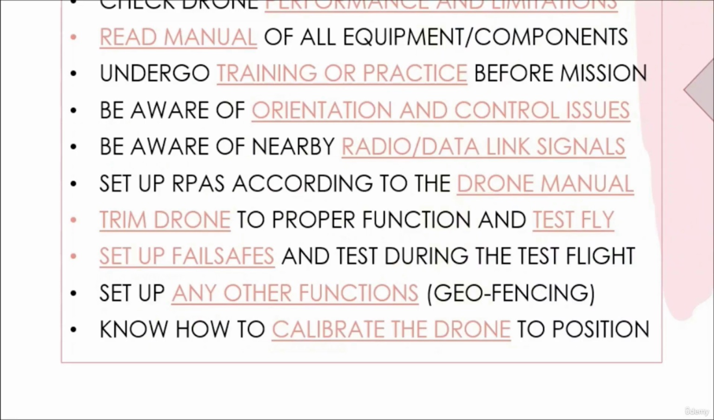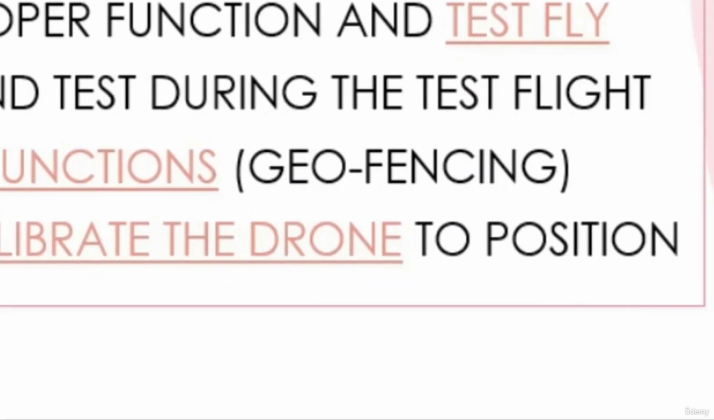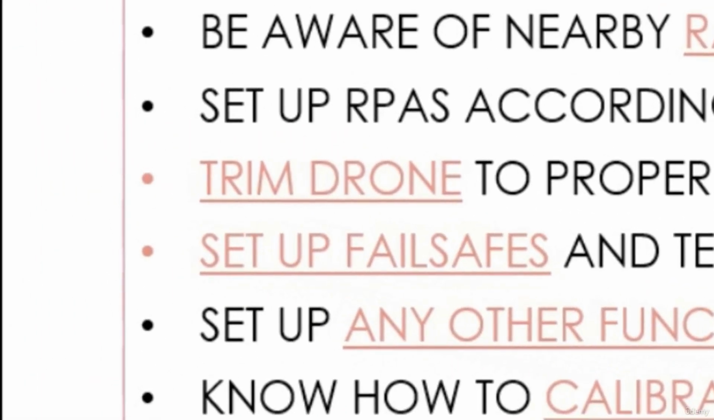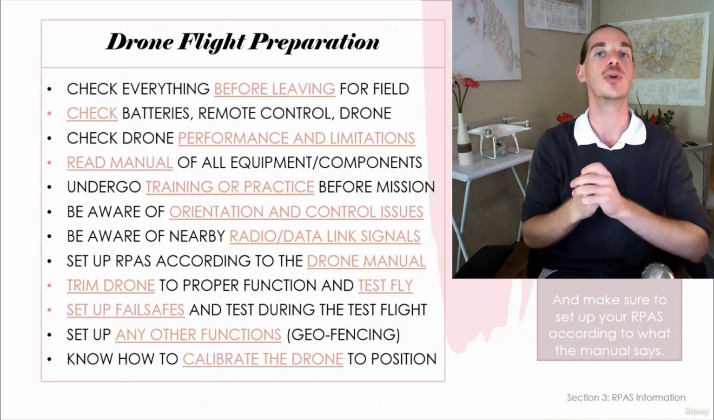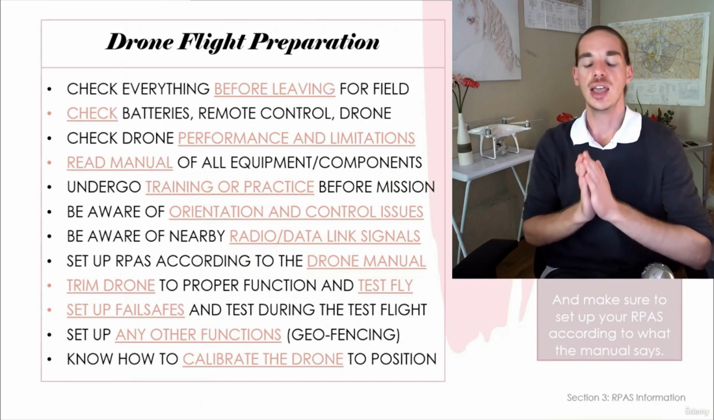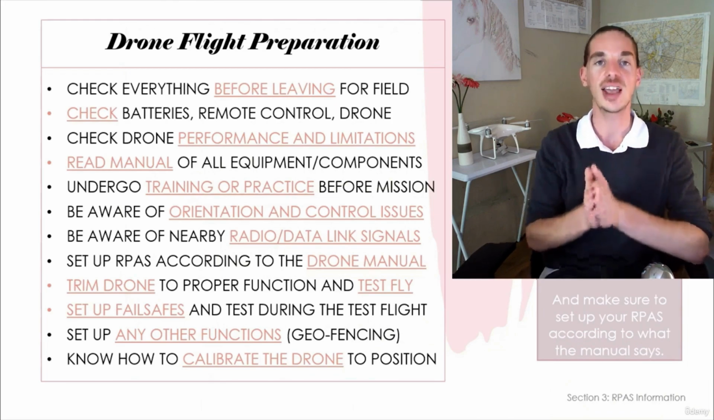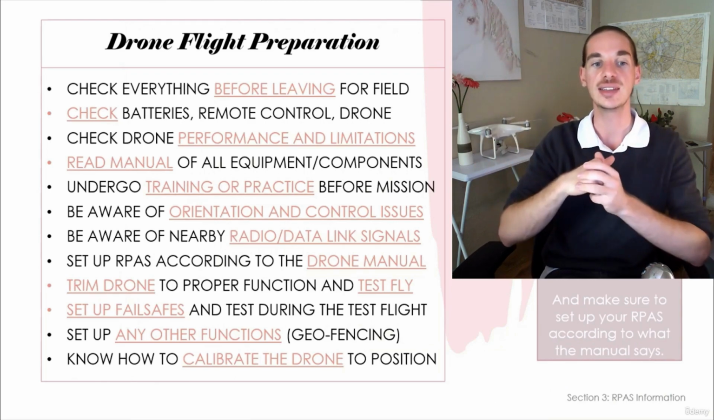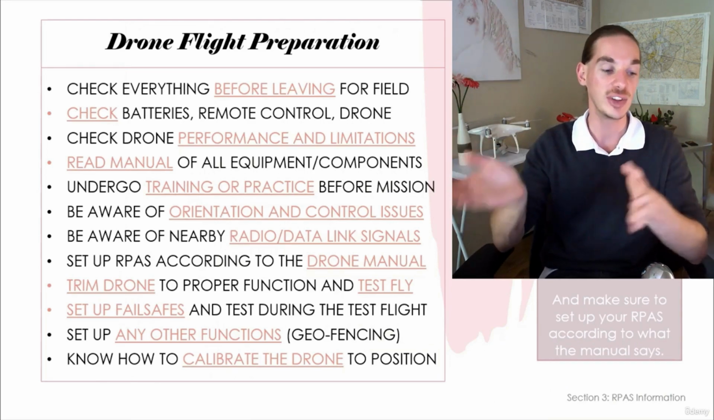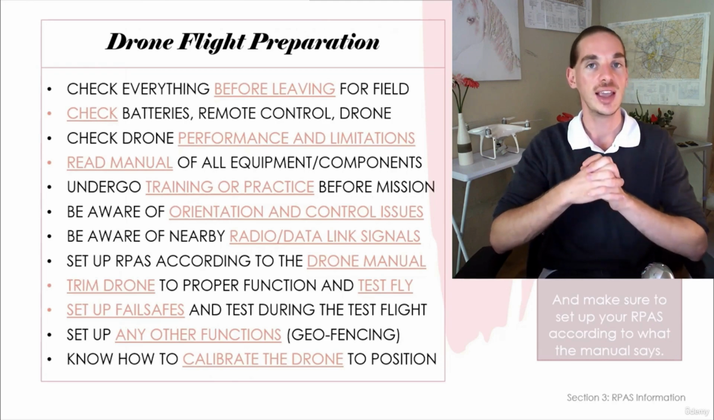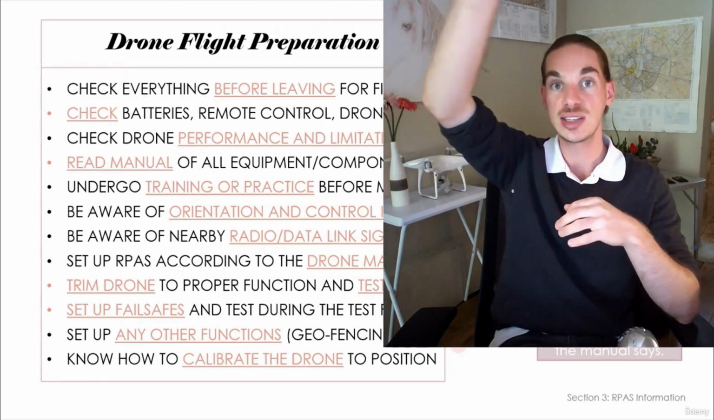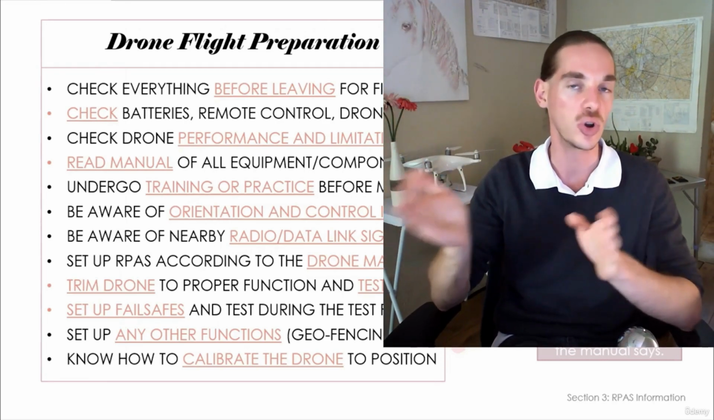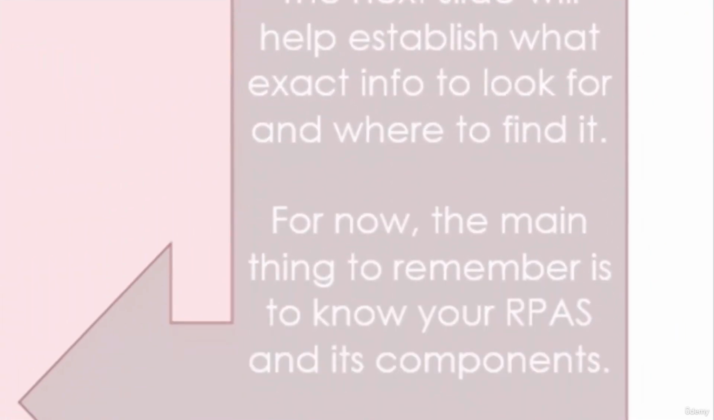And finally, you need to know how to calibrate the drone to position. Now, I should have put that up there with trim drone, but I wanted to end on this point because it is the most important point. You cannot expect to fly a drone in GPS lock or safely, where it will hover in one place, if you don't calibrate the drone to its location. You cannot expect the drone to return itself to where it took off if it doesn't know where it took off.